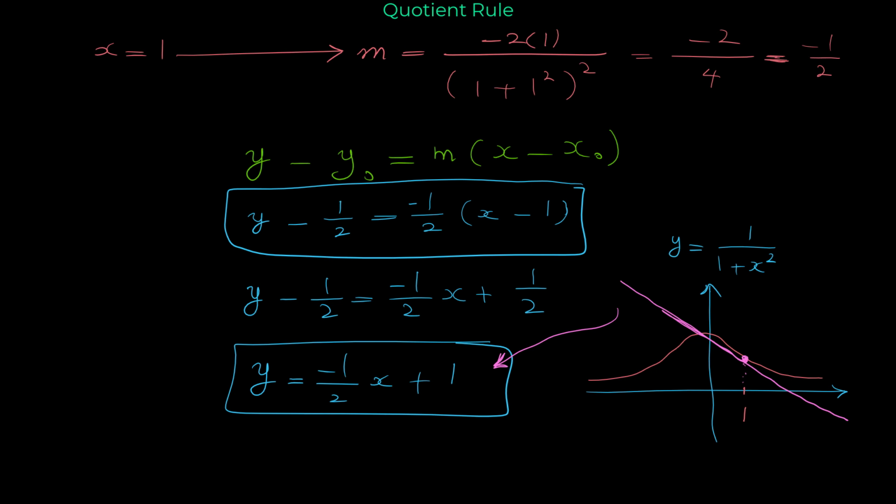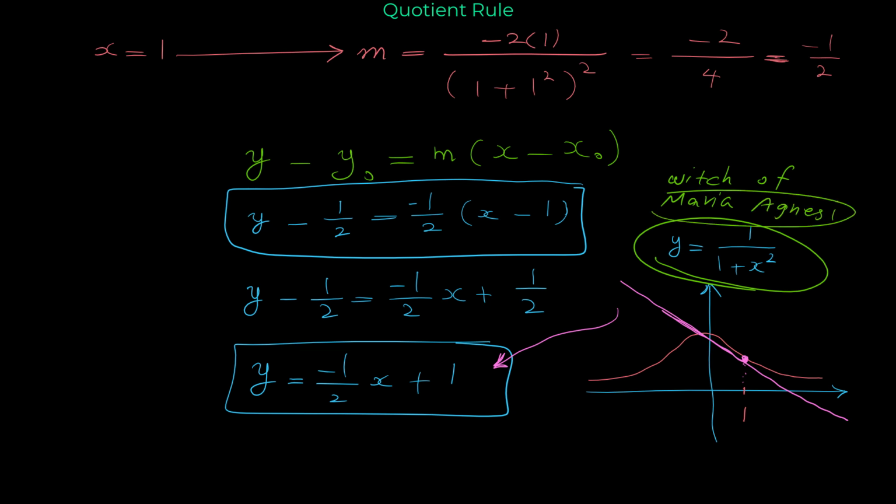And this curve, this function, is famous as the witch of Maria Agnesi. She was a mathematician, I think in the 17th century. Here you can see its graph and its tangent line at that given point.